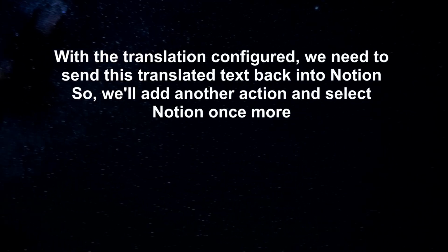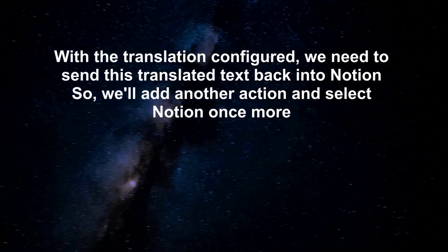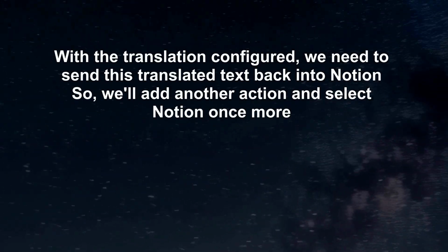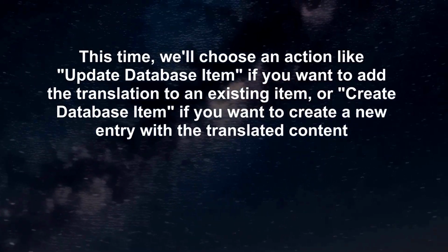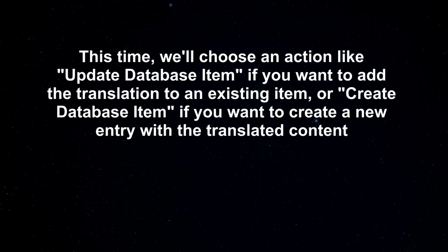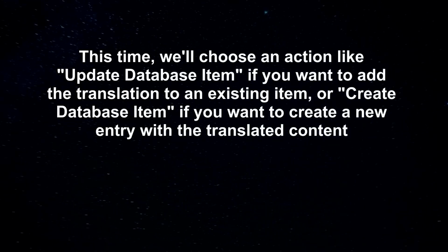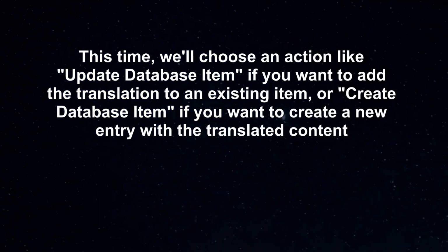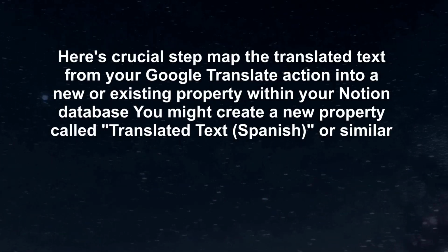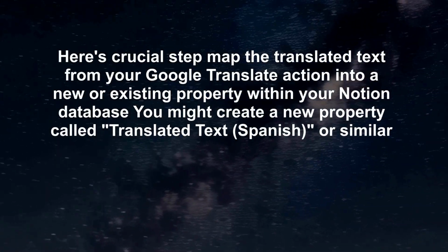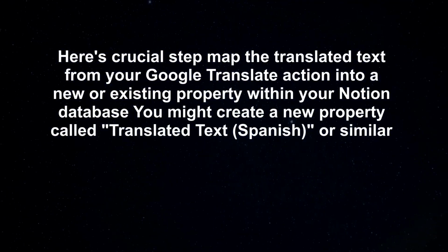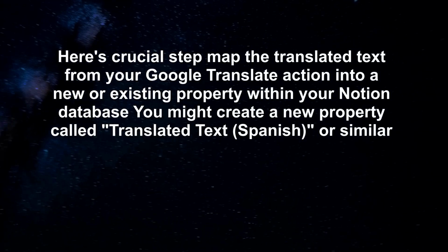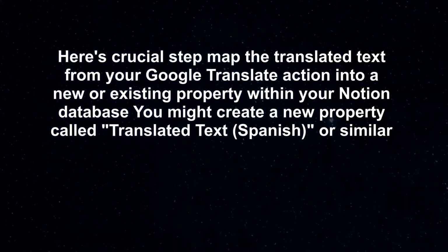With the translation configured, we need to send this translated text back into Notion, so we'll add another action and select Notion once more. This time, we'll choose an action like Update Database Item if you want to add the translation to an existing item, or Create Database Item if you want to create a new entry with the translated content. Here's the crucial step. Map the translated text from your Google Translate action into a new or existing property within your Notion database. You might create a new property called Translated Text, Spanish, or similar.